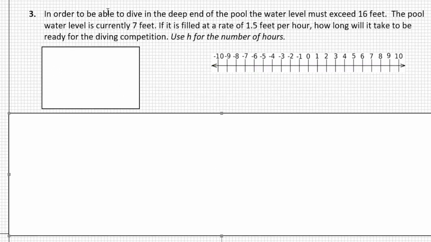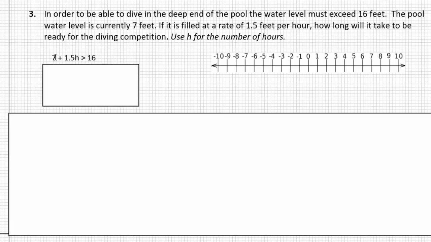Number 3. In order to be able to dive in the deep end of a pool, the water level must exceed 16 feet. The pool water level is currently 7 feet. If it is filled at a rate of 1.5 feet per hour, how long will it take to be ready for the diving competition? Use H for the number of hours. Again, please copy down the math story and pay attention, maybe even underline some of the key information and words that help you write the inequality statement. And then let's check back to compare.